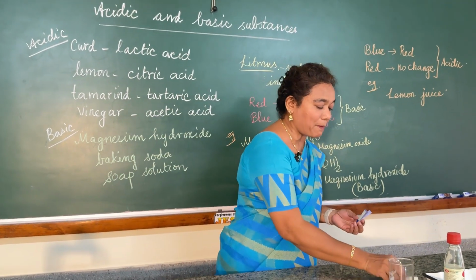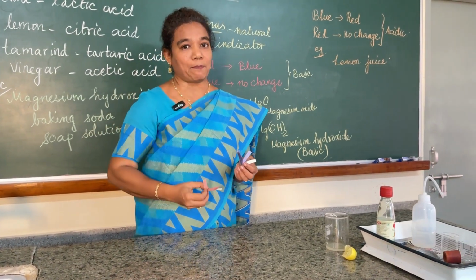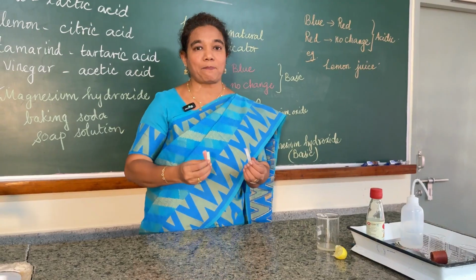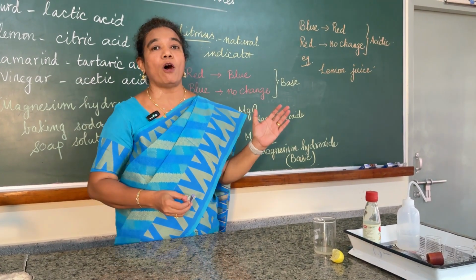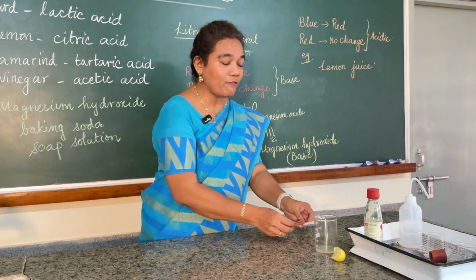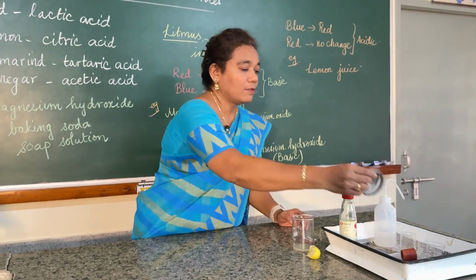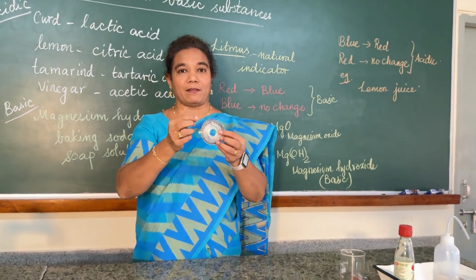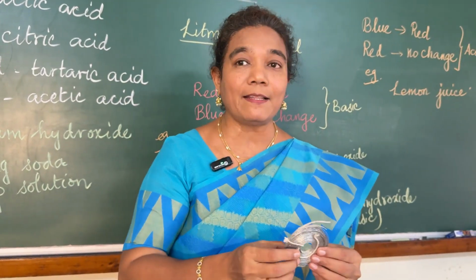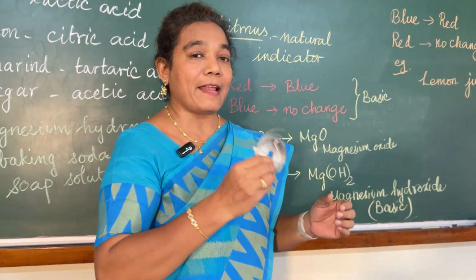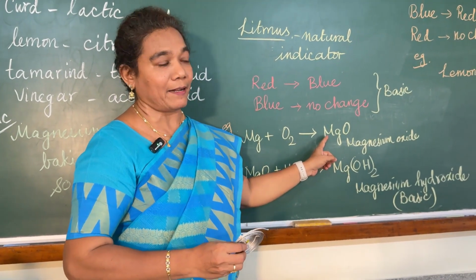We have two litmus papers. This is blue litmus paper and this is red litmus paper. We use these litmus papers to find out whether these substances are acidic or basic. So now we will perform one experiment. This is magnesium ribbon. What is this called? Magnesium ribbon. When we burn this magnesium ribbon, it reacts with oxygen and forms magnesium oxide.